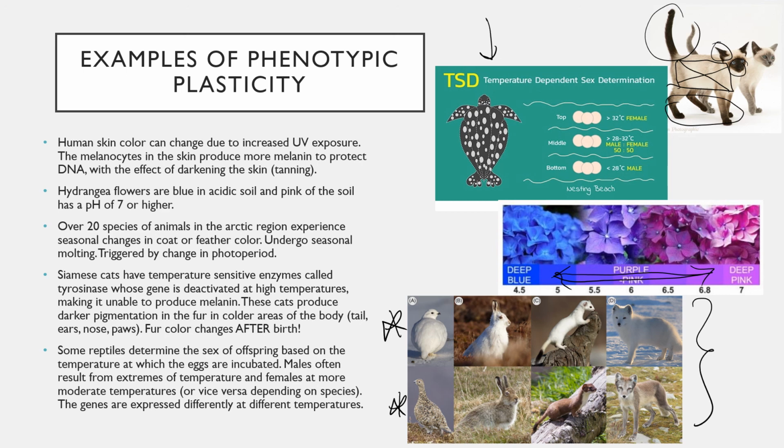So you'll have the really hot and really cold producing males and the intermediate temperatures producing females, or vice versa. You can also see one where it's just one particular separation between sexes. So hot temperatures produce females, cold temperatures produce males, or the opposite. And this is because the genes are going to be expressed differently at different temperatures. The genes that produce male hormones will be expressed at certain temperatures, and the genes that express female hormones will be expressed at the other temperatures.